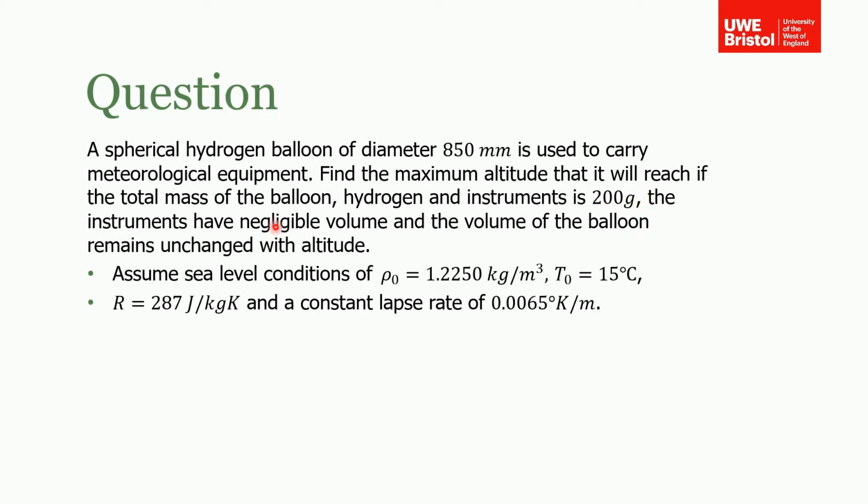We're told the instruments have negligible volume, so in other words, we're only considering the volume of the balloon, and the volume of the balloon remains unchanged with altitude. And we're also given some conditions of the atmosphere, so we're told the density and temperature at sea level, the gas constant, and also the constant lapse rate.